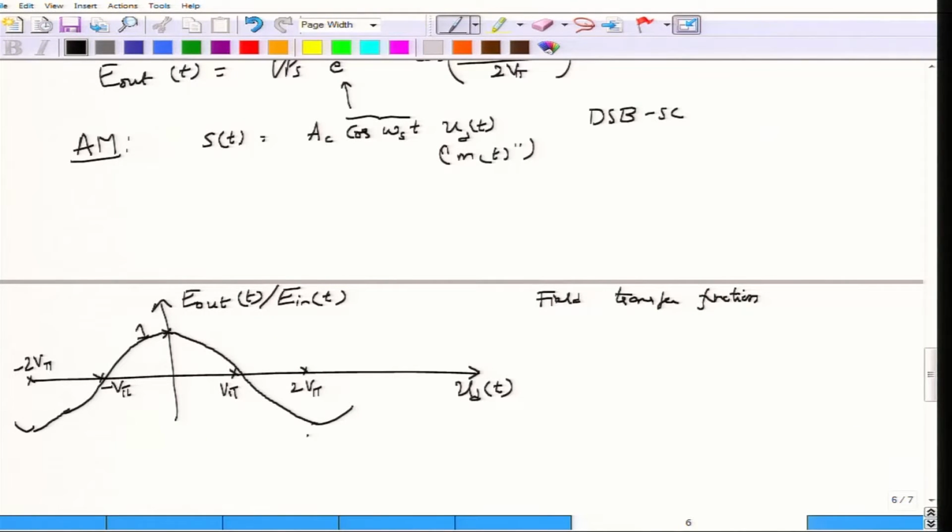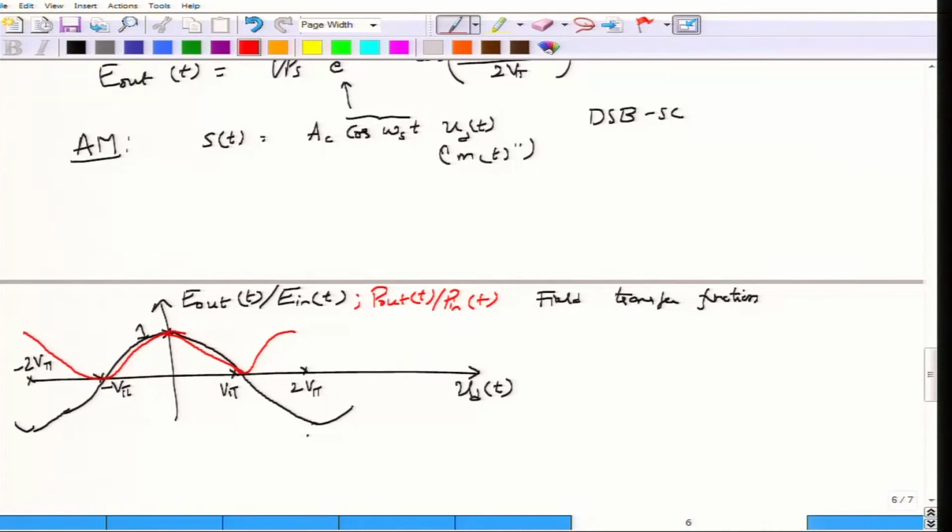If you look at the ratio of the power which can be obtained, P out of t divided by P in of t, that power ratio will look like this, because amplitude could be minus, but the power would be plus.